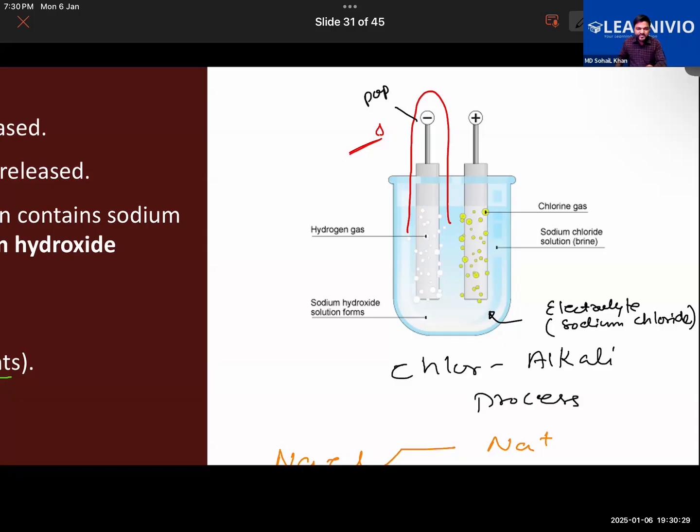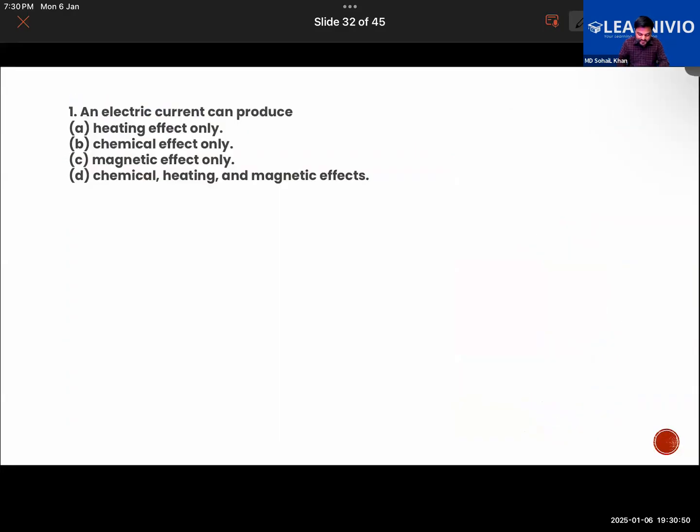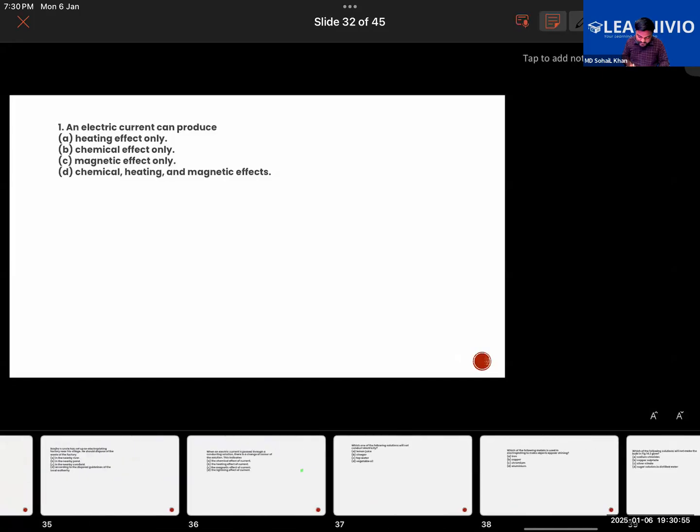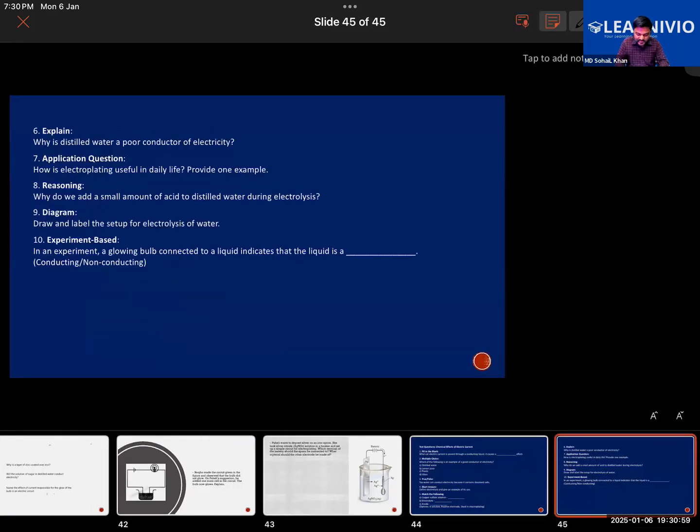It has a very pungent smell, and that will cause some irritation in the nose. That's the characteristic of chlorine gas. If someone were to smell it, it would cause irritation in the nose. Nonetheless, the important thing you need to get from this is that we can produce compounds like sodium hydroxide using the electrolysis method. That was all there in the chapter. In the next class, we'll be doing some questions.